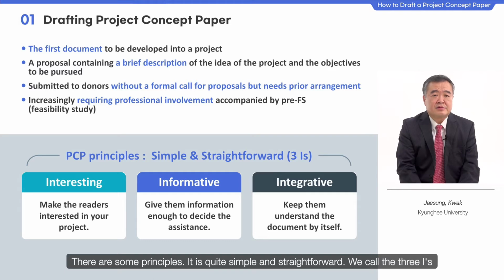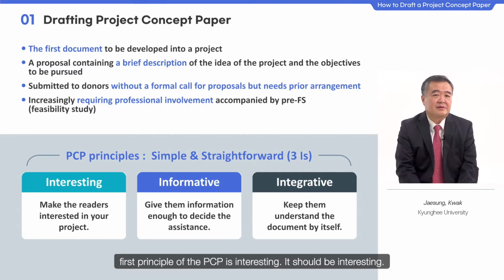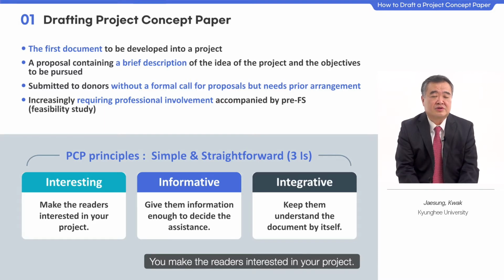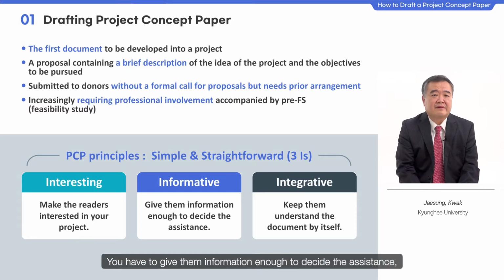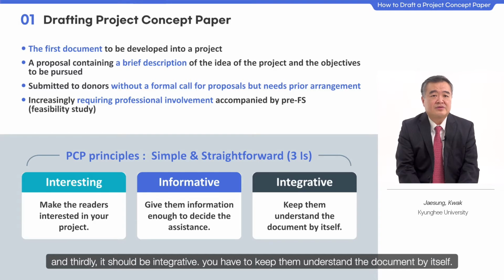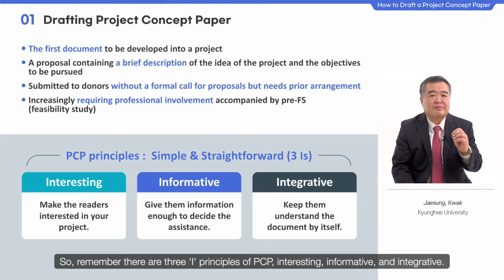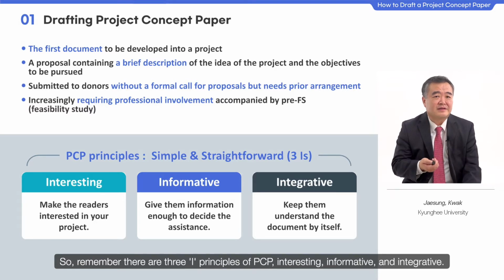There are some principles. It's quite simple and straightforward. We call this the 3 I's. The first principle of the PCP is interesting. You make the readers interested in your project. Second principle is informative. You have to give them enough information to decide on the assistance. And thirdly, it should be integrative. The document should be understandable by itself. So remember, there are 3 I principles of PCP: interesting, informative, and integrative.